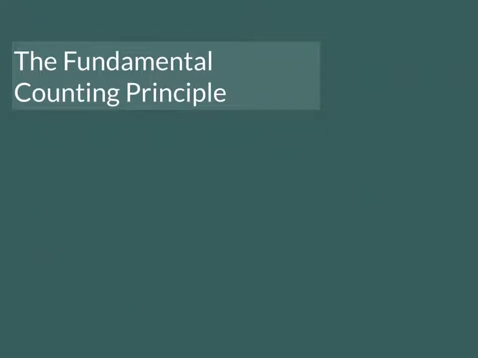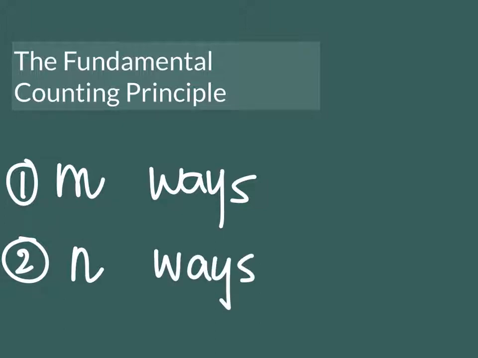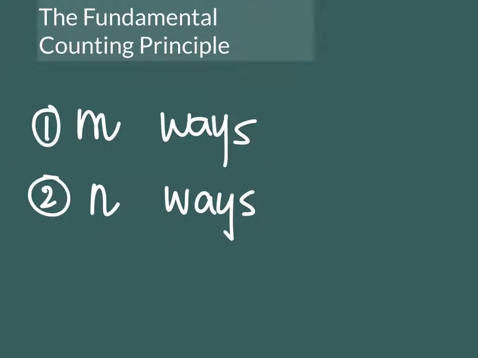What is the fundamental counting principle? The fundamental counting principle is a way to count the number of outcomes for two or more events. For example, if event 1 can happen in m number of ways, and another event 2 can happen in n number of ways, and these two events will happen together, then the number of ways is basically m times n ways.